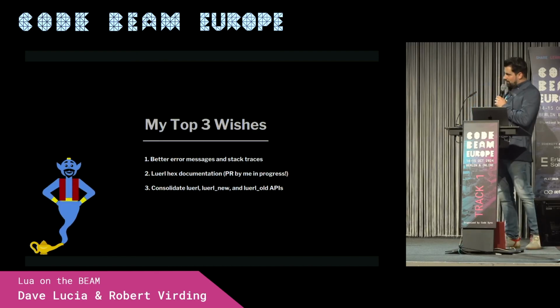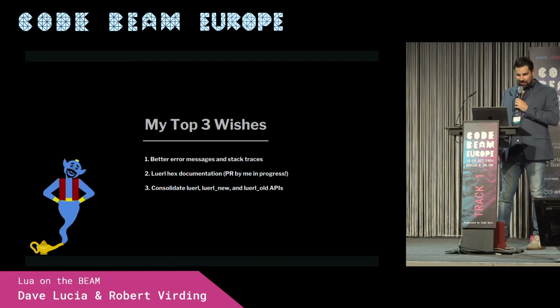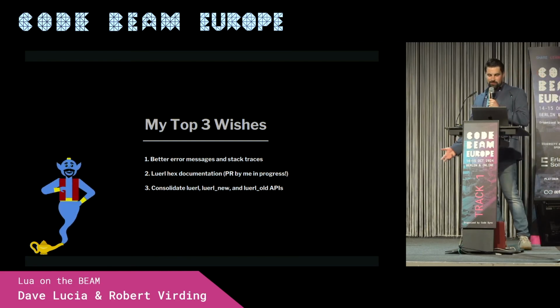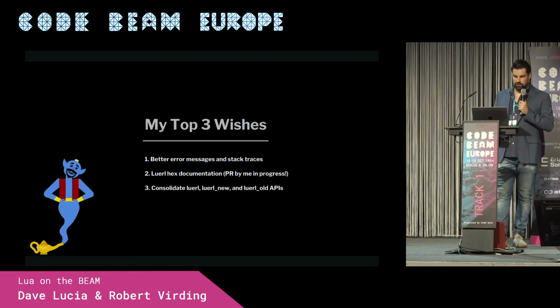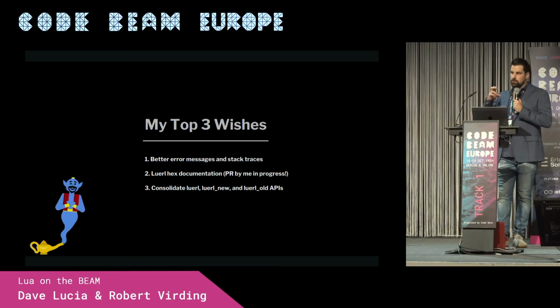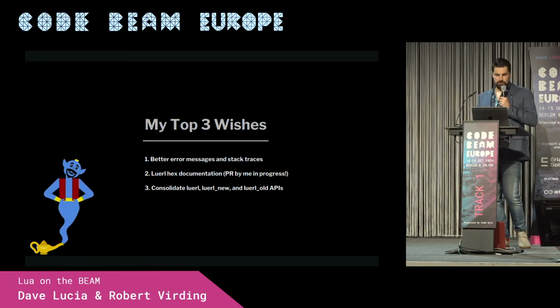So now that I have Robert on stage, I can pressure him into my feature list request. The things that I think we can improve in Luerl and that I'm also trying to help with are continuing to improve error messages and stack traces. For example, if you try and call a function that doesn't exist, you don't always know exactly what symbol you are referencing. So things like that, there's still work to be done.